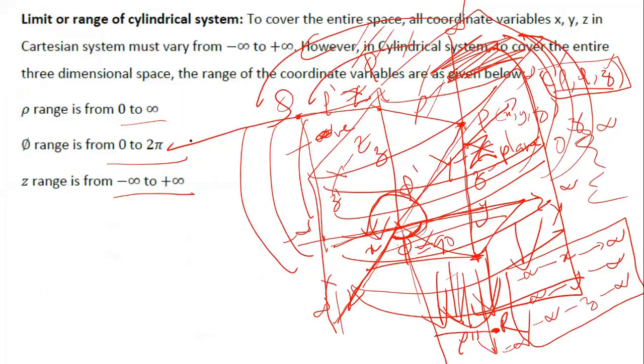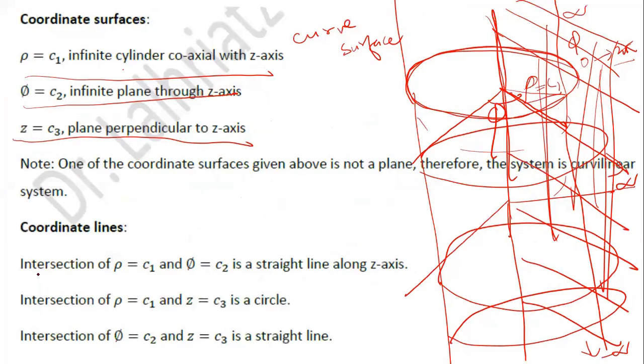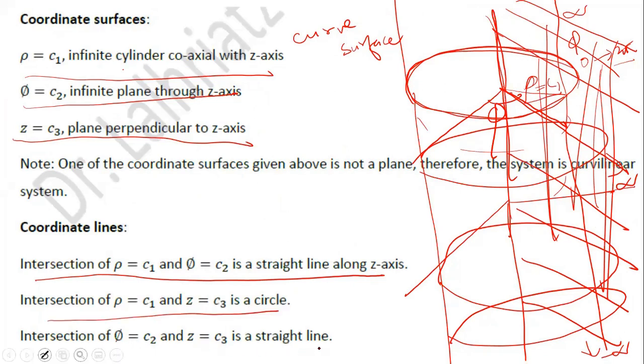So these are all written here. Intersection of the remaining surfaces, you just picture it yourself. Try to picture it yourself. Think about the intersection of these two surfaces. The intersection of this surface is also a straight line. However, the intersection of rho equal to C1 and z equal to C3 is a circle. So please go through it and picture all these planes as I have already explained.